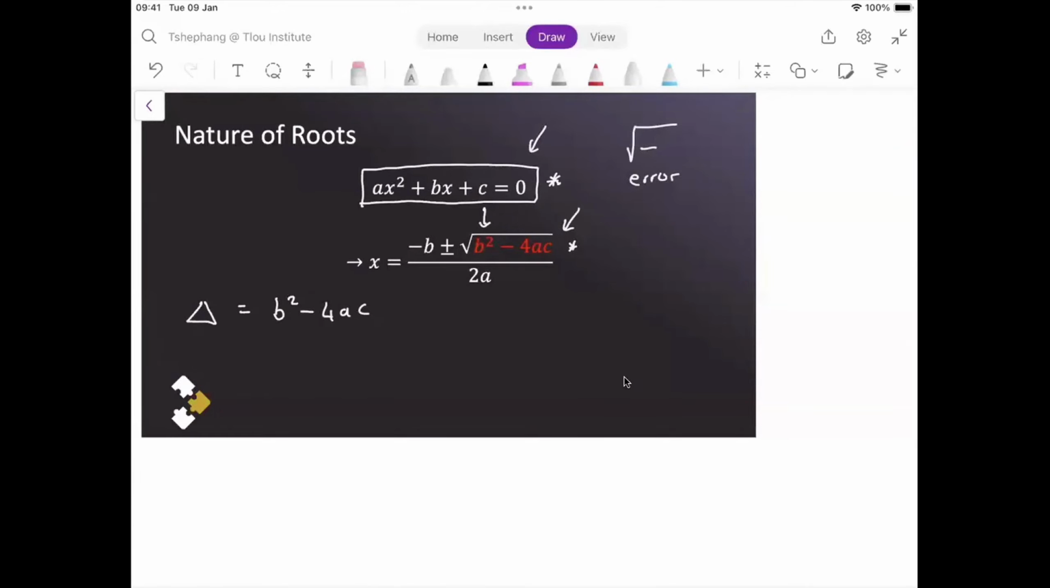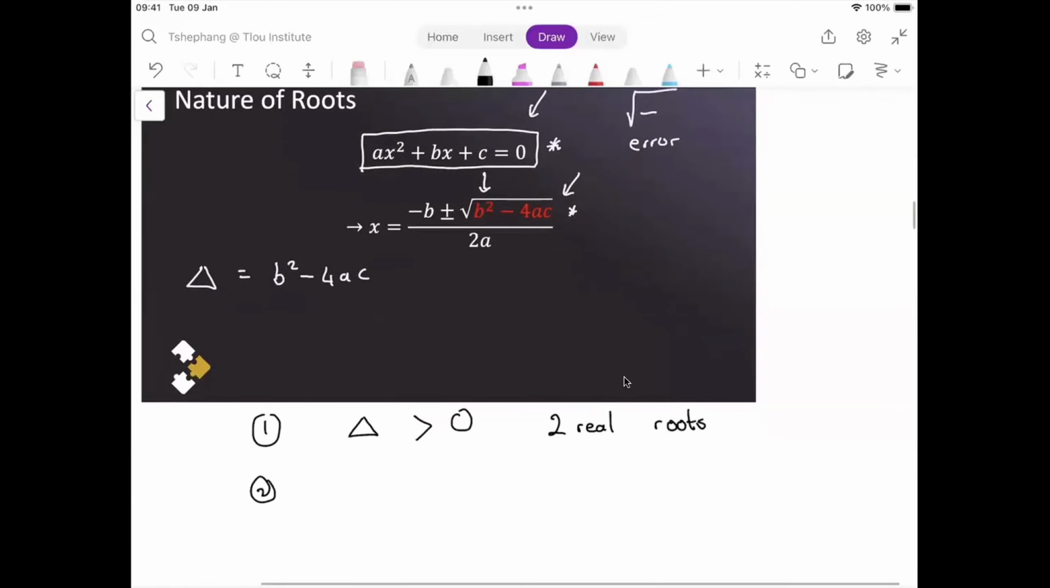Now we're going to deal with the cases. Case 1, if delta is greater than 0, you're going to have what? 2 real roots. Hope we're all together there. Make sure that you're with me. If delta, remember what delta is. Delta is b squared minus 4ac. If that is positive, then you're going to have 2 real roots.